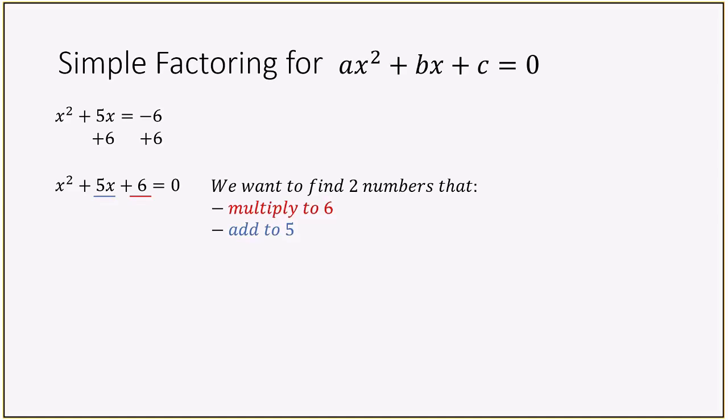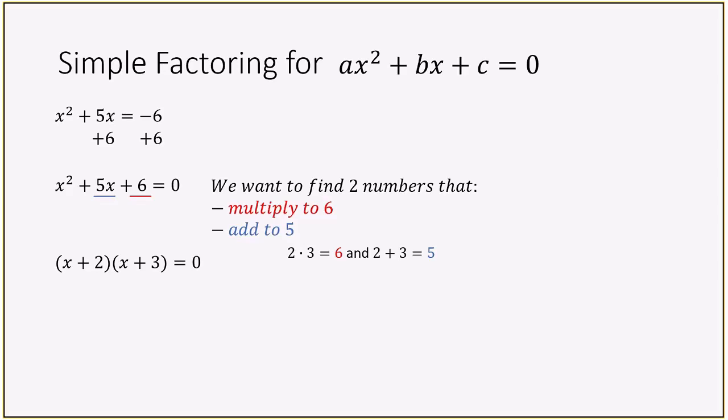So when I think about this problem, I think, okay, what multiplies to 6? Well, 1 times 6 does, but that doesn't add to 5. 2 times 3 gets me 6, and 2 plus 3 gets me 5. And so I've kind of solved the problem. I've guessed and checked and figured out what two numbers multiply to get me 6 and add to get me 5. And so then I just rewrite my thing in factored form.